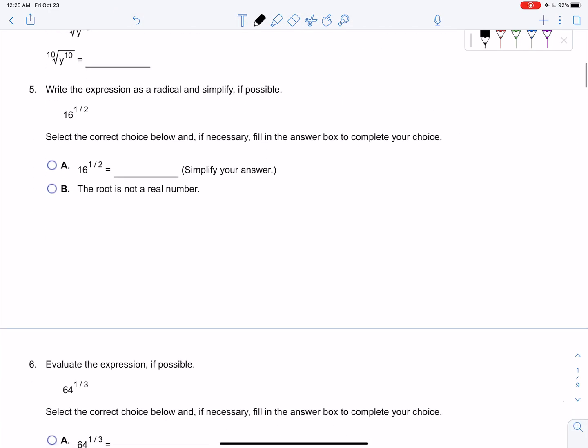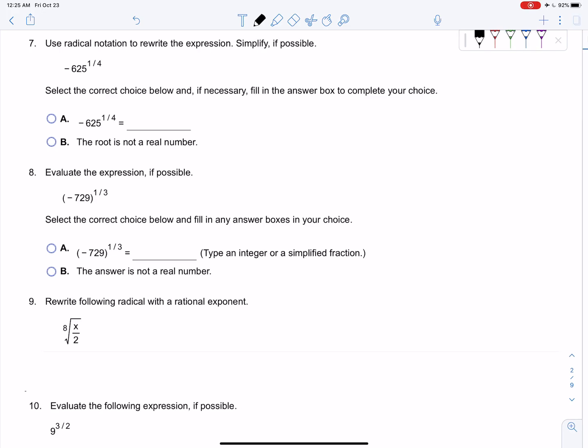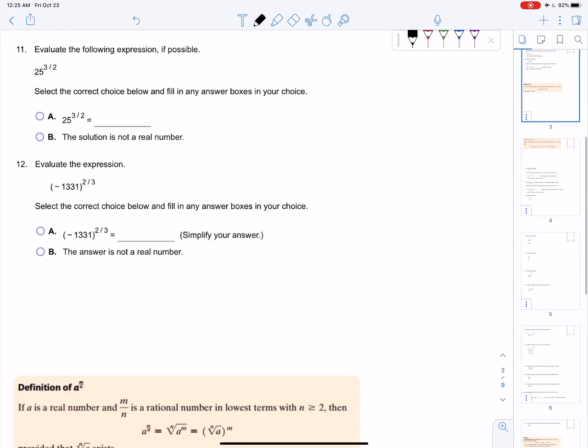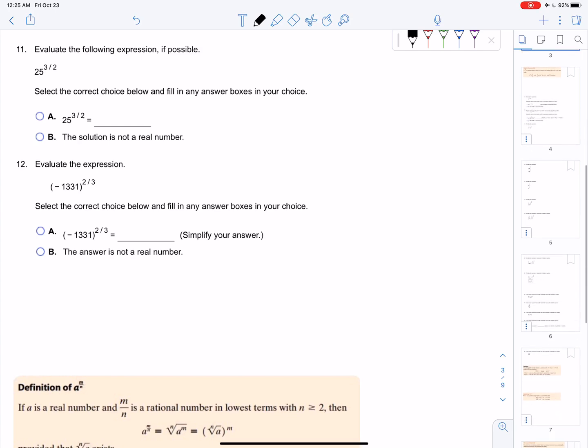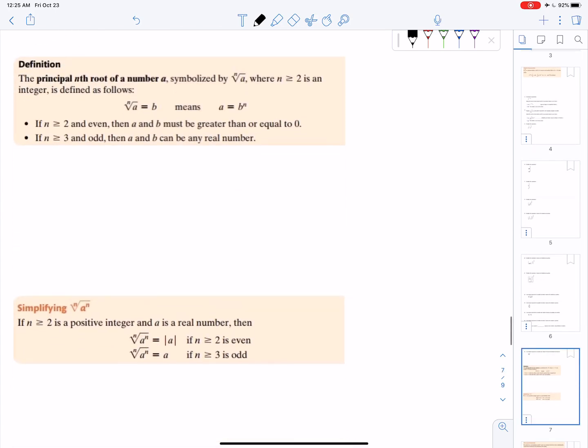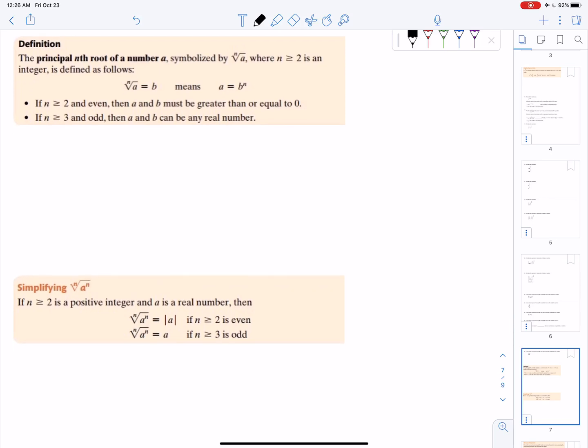Let's scroll down here to some of these rules. I think the best one to take a look at is right here. So this is called the principal nth root of a number. It's symbolized by the nth root of a, where n is greater than or equal to 2 and is an integer. So n is called the root index.